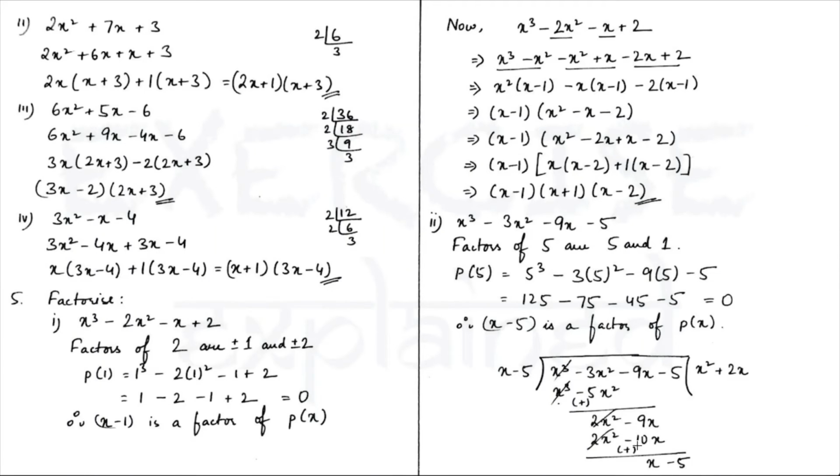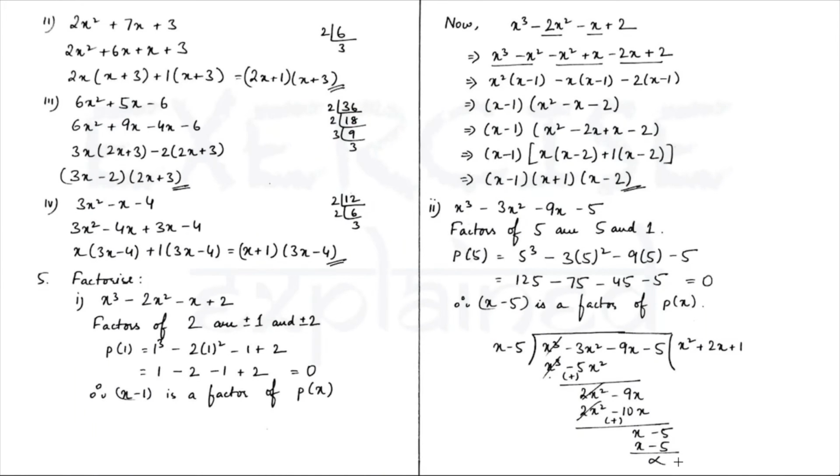Now minus of minus is plus, so it's going to be 10x minus 9x, that's nothing but x, and this minus 5 comes from the numerator and comes down here. So now you can see we can multiply x minus 5 into one time, that's going to give us x minus 5 itself. So you can see the remainder we have got here is 0. So now we can write the quotient here.